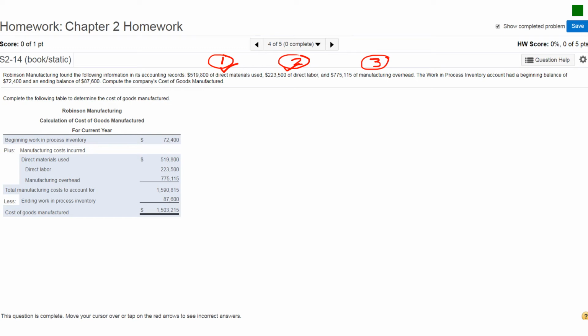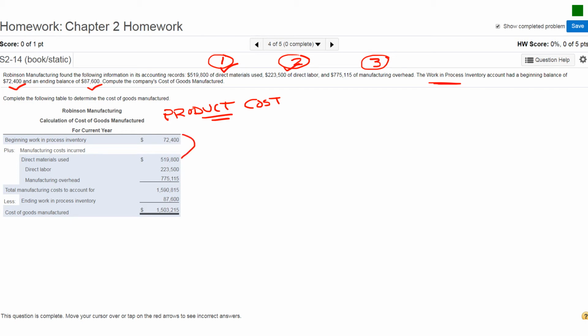Now remember, your cost of goods manufactured is simply summarizing all of your product costs. So everything on a cost of goods manufactured statement or schedule is basically all of your product costs. So we're going to need the direct materials, the direct labor, and the overhead. We need those 3. Now, because everything passes through work in process, they have to give you the beginning balance. Work in process beginning balance was 72.4 and ending balance was 87.6.